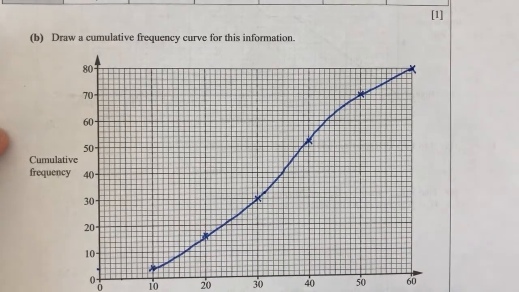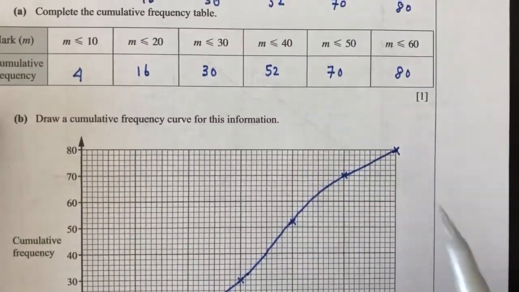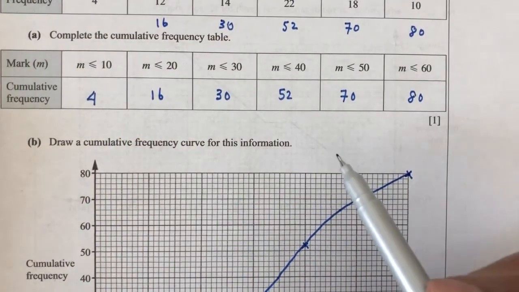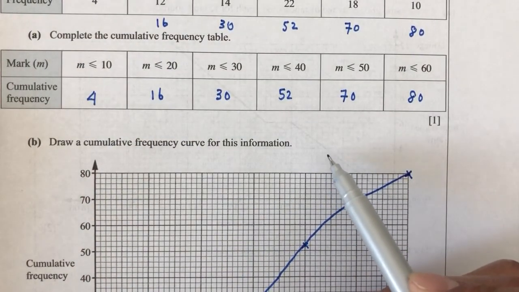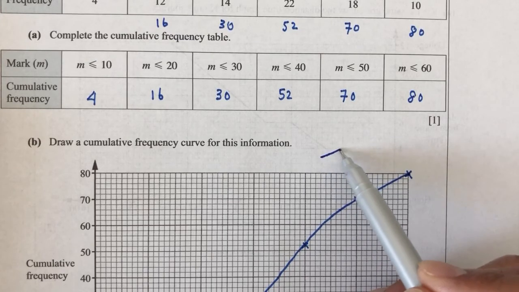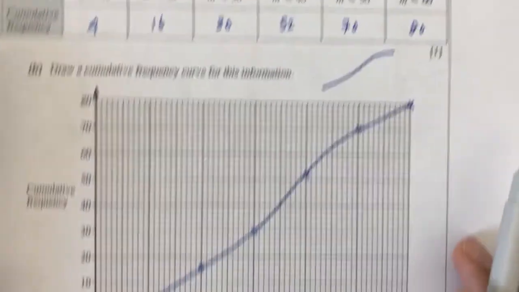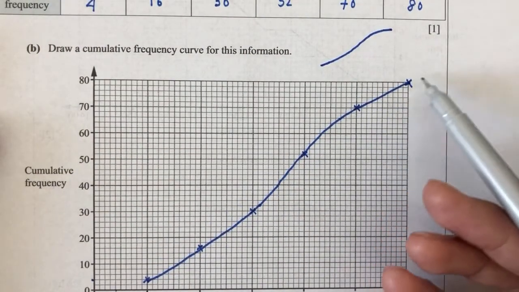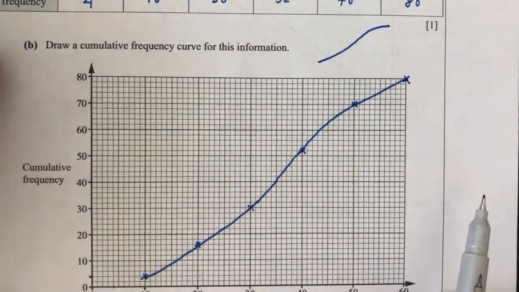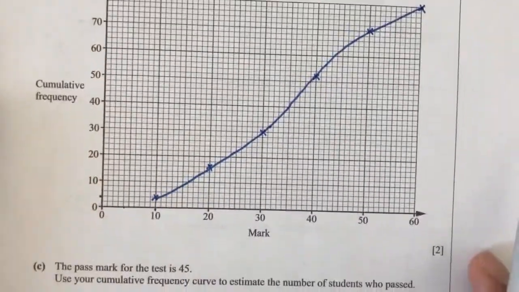Okay, so in most cases, a cumulative frequency curve always has this shape. It has to go up and down, so try to make this shape as best you can. So it will be almost this answer or like that. Okay, so that is part B.